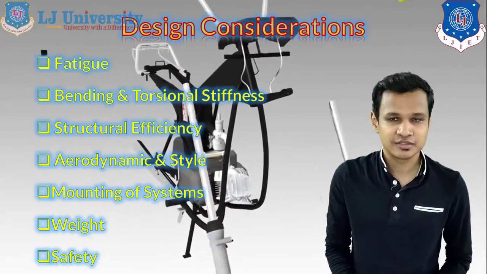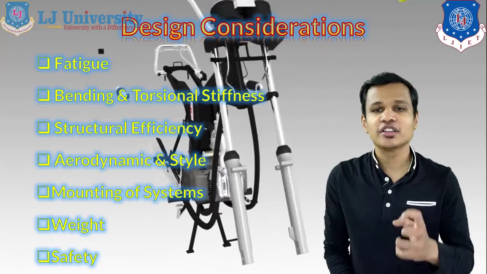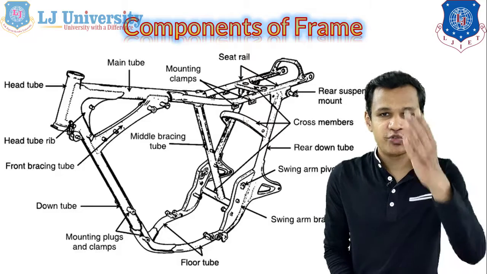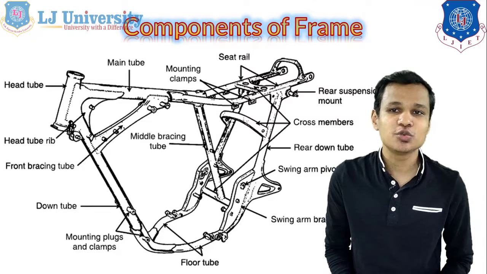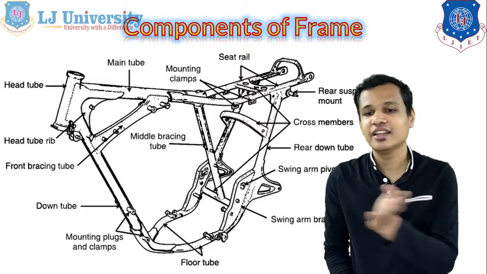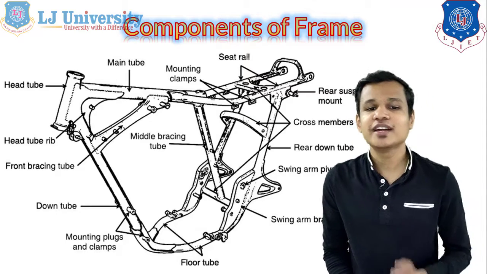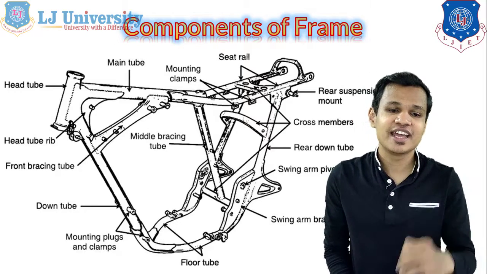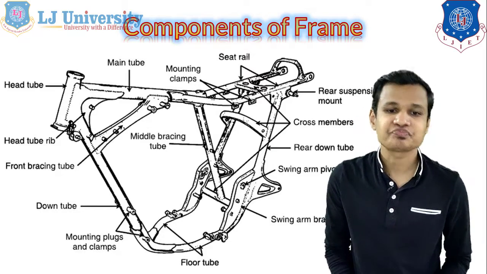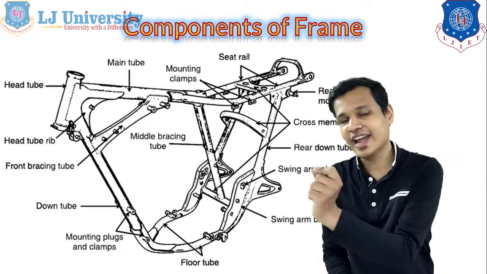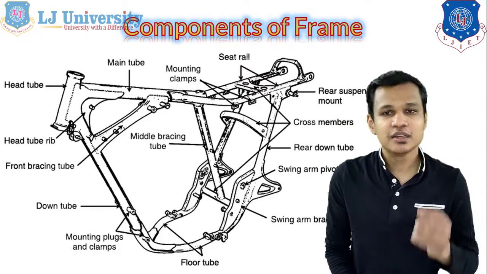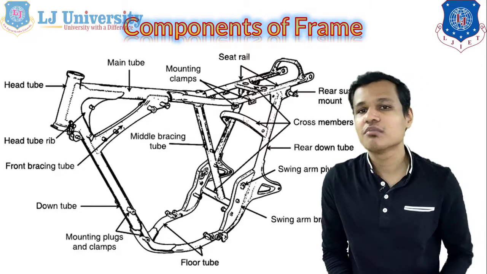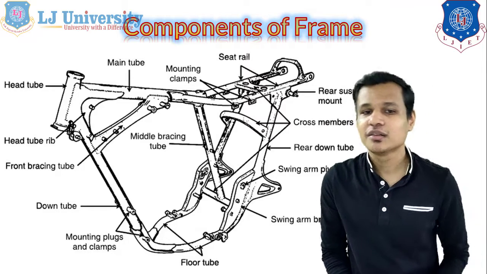Now let's see some components for the basic arrangement of the two-wheeler frame. You can see that the frame of the two-wheeler can be divided into two parts: the front side and the rear side. From the front side, the first component is the head tube. In the head tube, we arrange our steering system. On the right side of the head tube, we have connected the main tube. The main tube, according to its name, takes most of the loads that are applied.